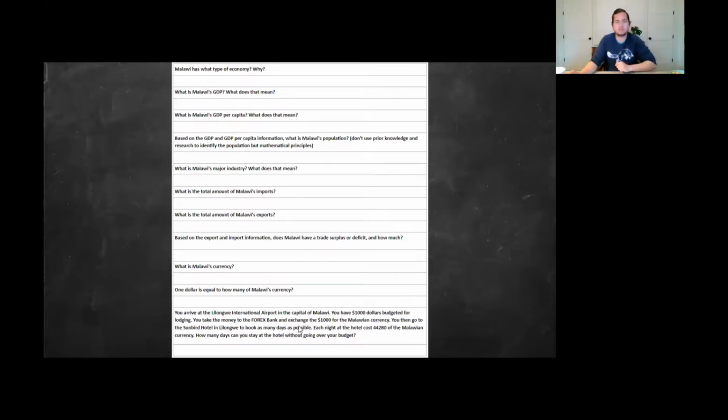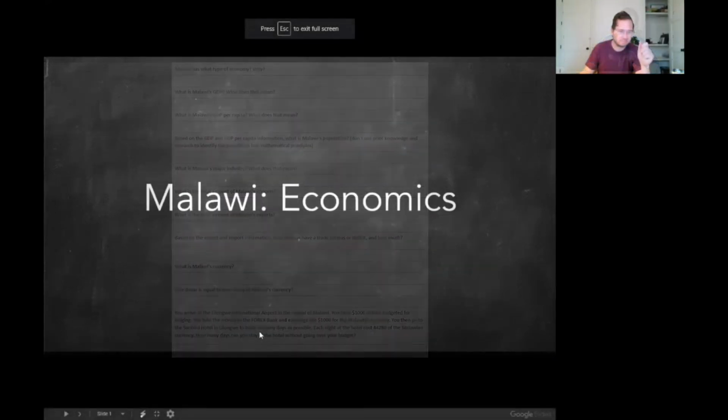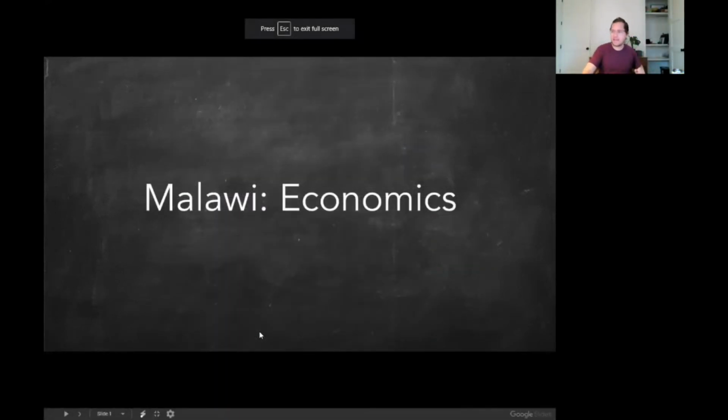And then here's a word problem, an EOG type question about having all this money, going to the bank, exchanging it, and going to the hotel, and how many days can you stay? All right, so that's the focus throughout this lesson. Don't just take notes. I want you to take notes, but then make sure that you can elaborate and explain and show your understanding of the information. Hang with me. Okay, Malawi, economics.